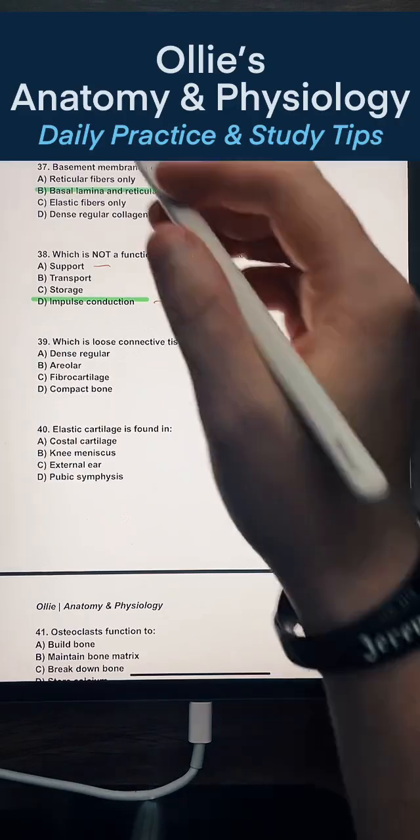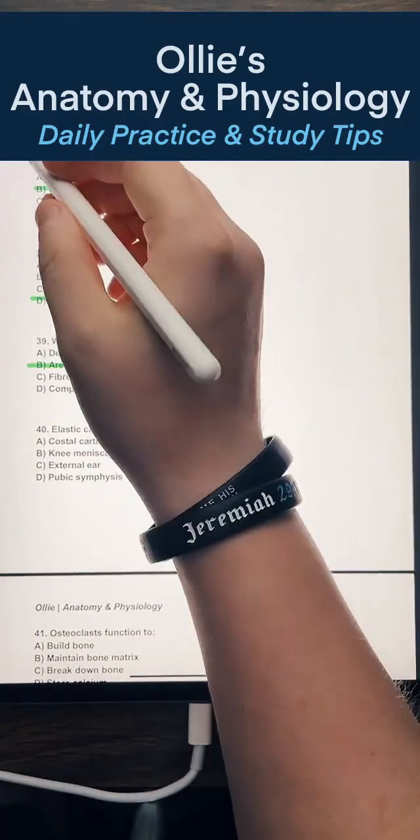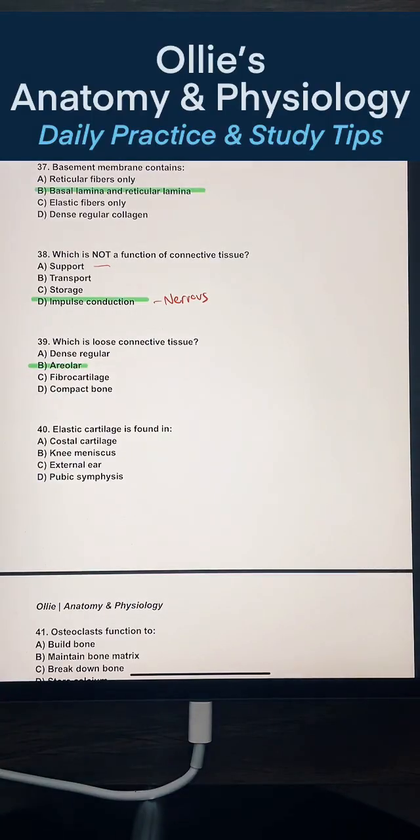Number 39. The answer is B. It's areolar. Areolar connective tissue has a loose matrix for flexible support.